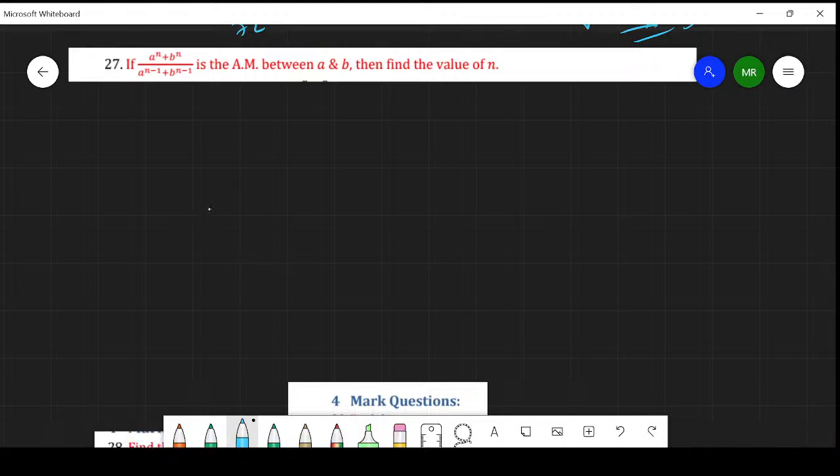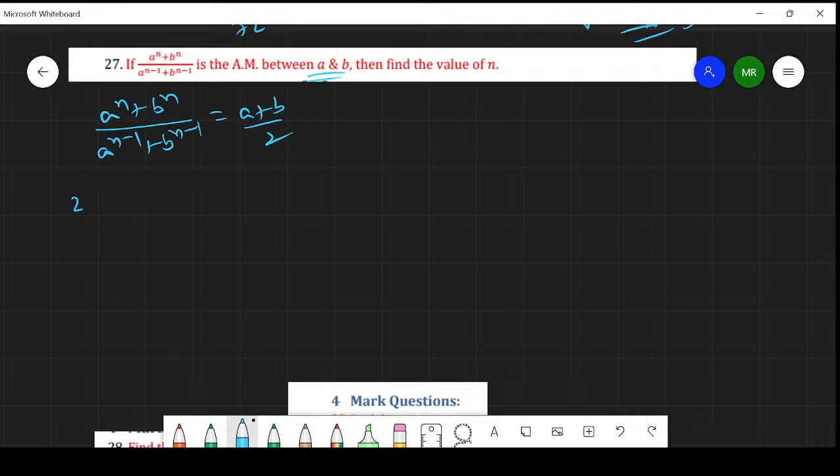It is given that (a power n plus b power n) by (a power n minus 1 plus b power n minus 1) is the AM between a and b. Find the value of n. We know that the AM between a and b is (a plus b) by 2. Given that, (a power n plus b power n) by (a power n minus 1 plus b power n minus 1) is equal to the AM between a and b, which is (a plus b) by 2.